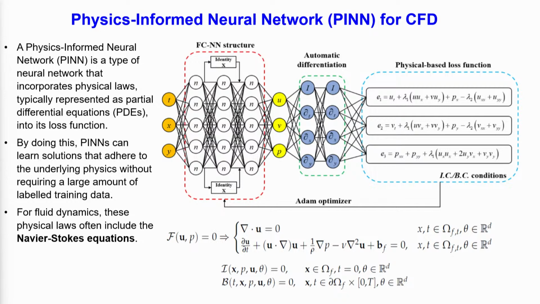By doing this it can learn solutions that adhere to the underlying physics without requiring a large amount of labeled training data. Usually if you do not know the physics, you may have to train the neural network with a huge amount of data, so that even ignorance of physics is made up by learning from the data. But if you now combine your physics with realistic data, then with a smaller amount of training you can make your neural network predict very well.